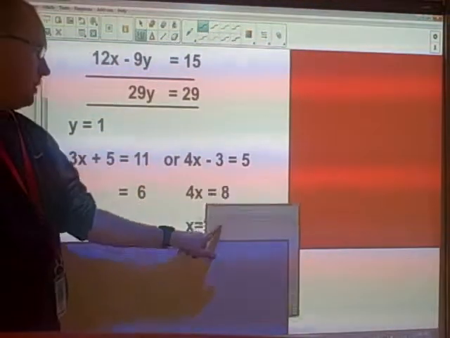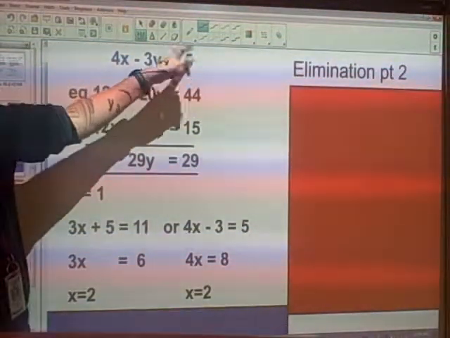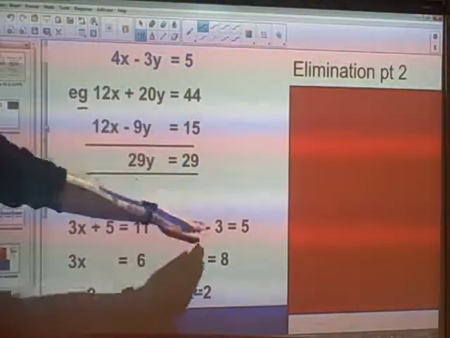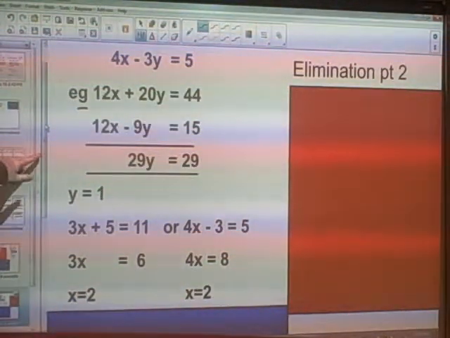Or we could use one of the other equations. We could go back to this equation, 4x minus 3y is 5. So 3 times 1 is 3. And whichever method you use, you still end up with x equals 2.